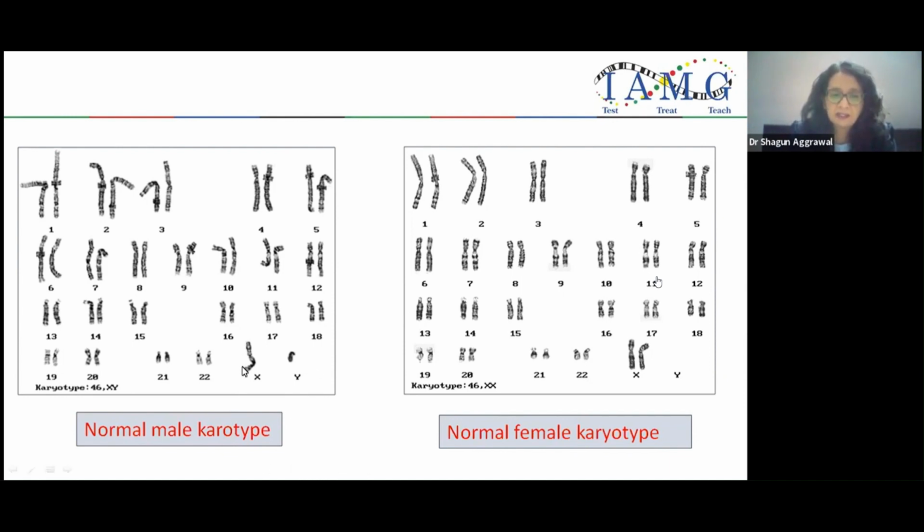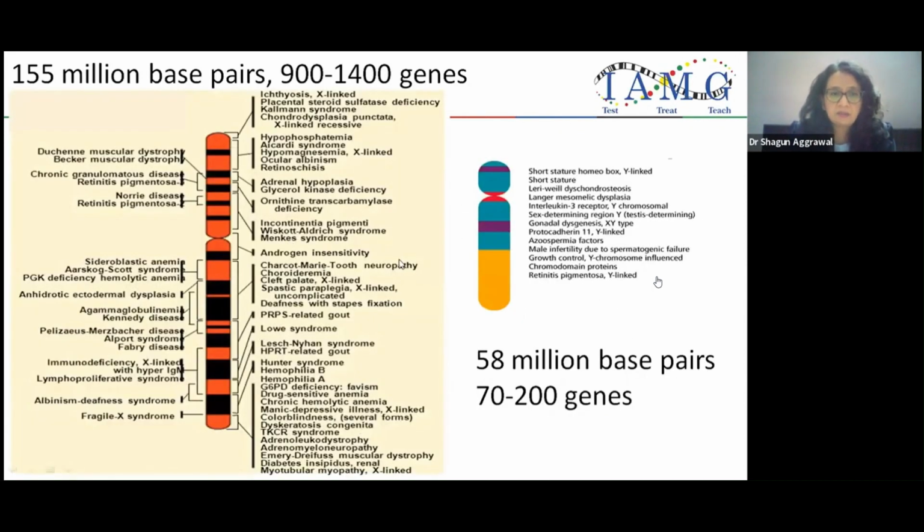So the male has one X chromosome and a Y chromosome, and the females have two X chromosomes and no Y chromosome. As we can also see by the karyotype, the X chromosome is much bigger as compared to the Y chromosome. In fact, it's around 3 times bigger as compared to the Y, and it's also a very gene-rich chromosome. There are believed to be around 900 to 1400 genes on the X chromosome, whereas the Y chromosome has around 70 to 200 genes.